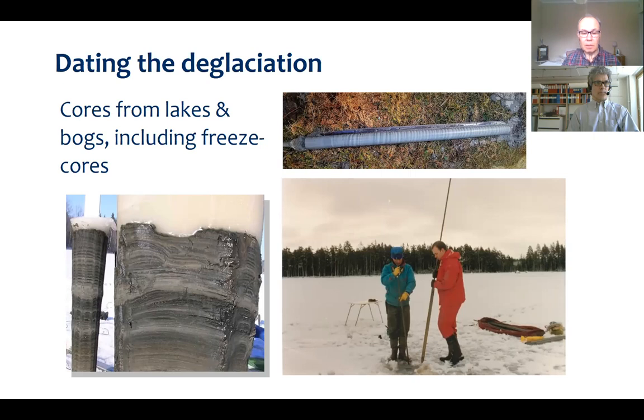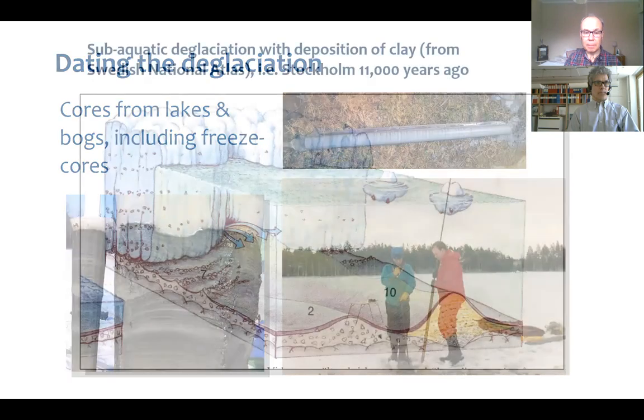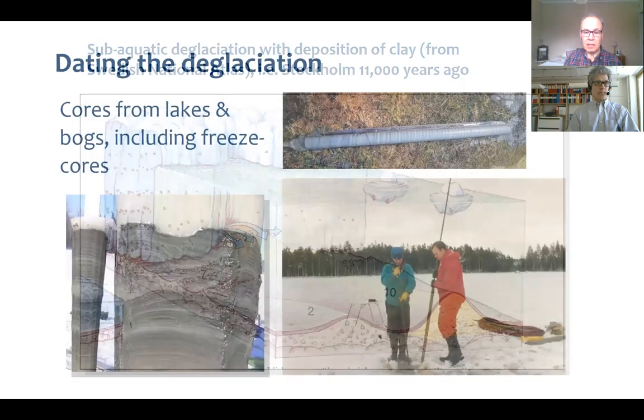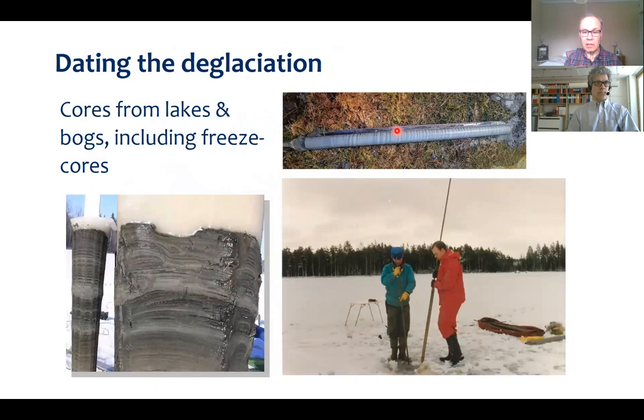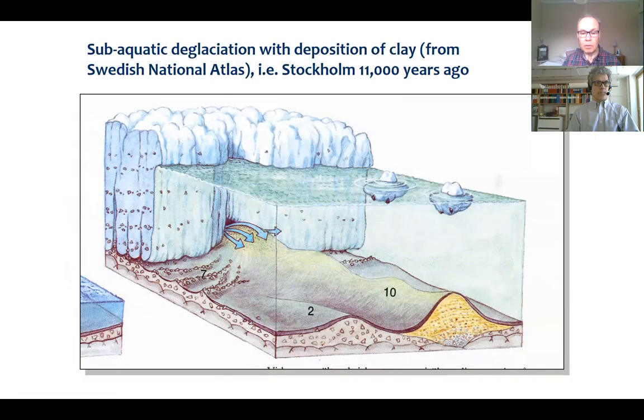Anyway, in some circumstances you can find these varved sediments, these banded or layered sediments. And this is clay. This is an example of glacial clay. The glacial clay was deposited on the sea bottom or the lake bottom when the ice was retreating in the Baltic Basin. So this could be Stockholm 11,000 years ago.